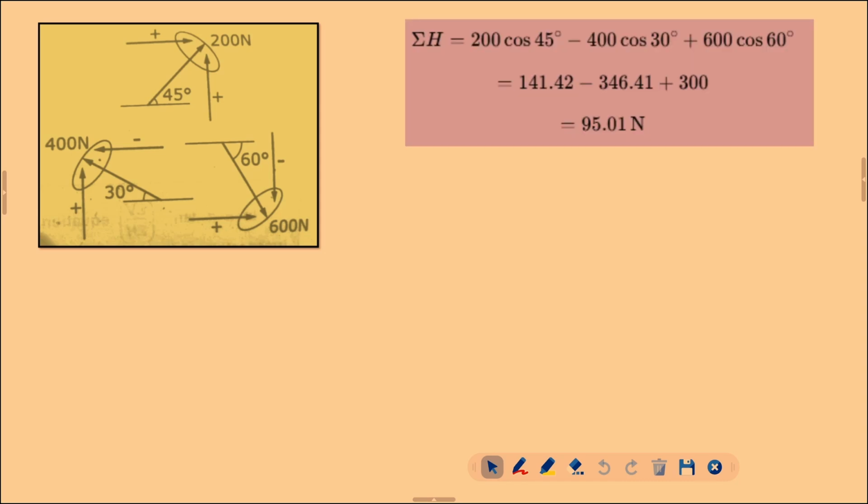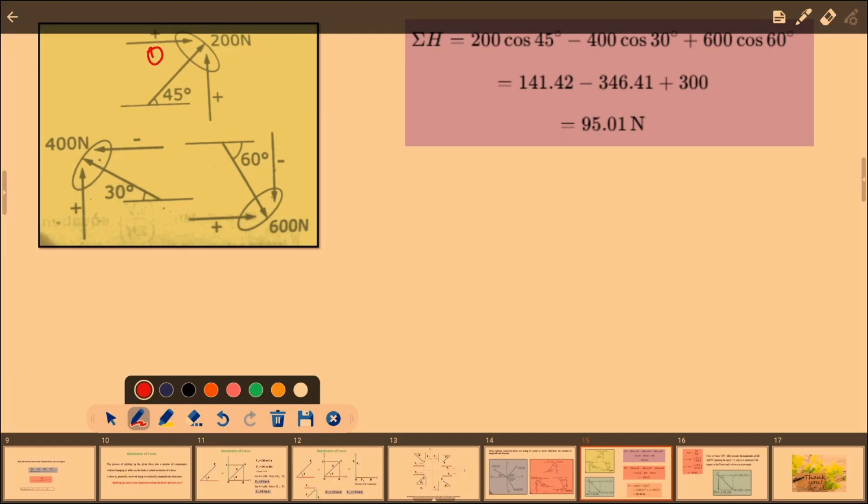First we will resolve the horizontal forces. How many horizontal forces are there? One horizontal force, two horizontal forces, and then three horizontal forces. And how many vertical forces in this? One vertical, two vertical, and three vertical forces. So, 3 horizontal and 3 vertical forces are there in this case.